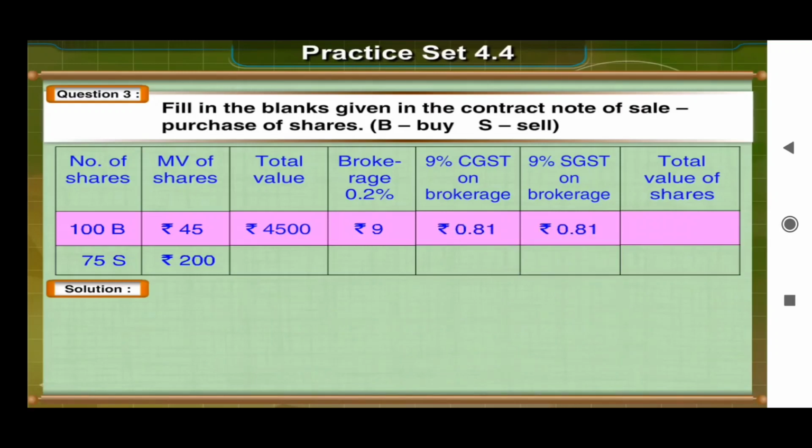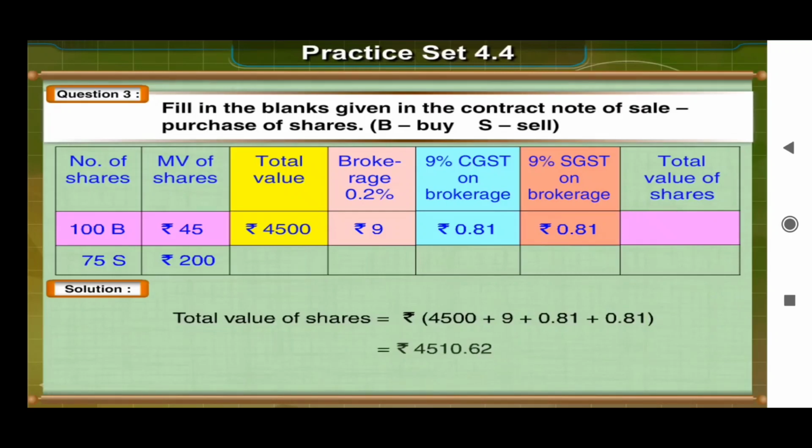The total value of shares can be calculated by adding the total value, brokerage, CGST, and the SGST. That is, total value of shares is equal to rupees 4500 plus 9 plus 0.81 plus 0.81, and that is equal to rupees 4510.62.